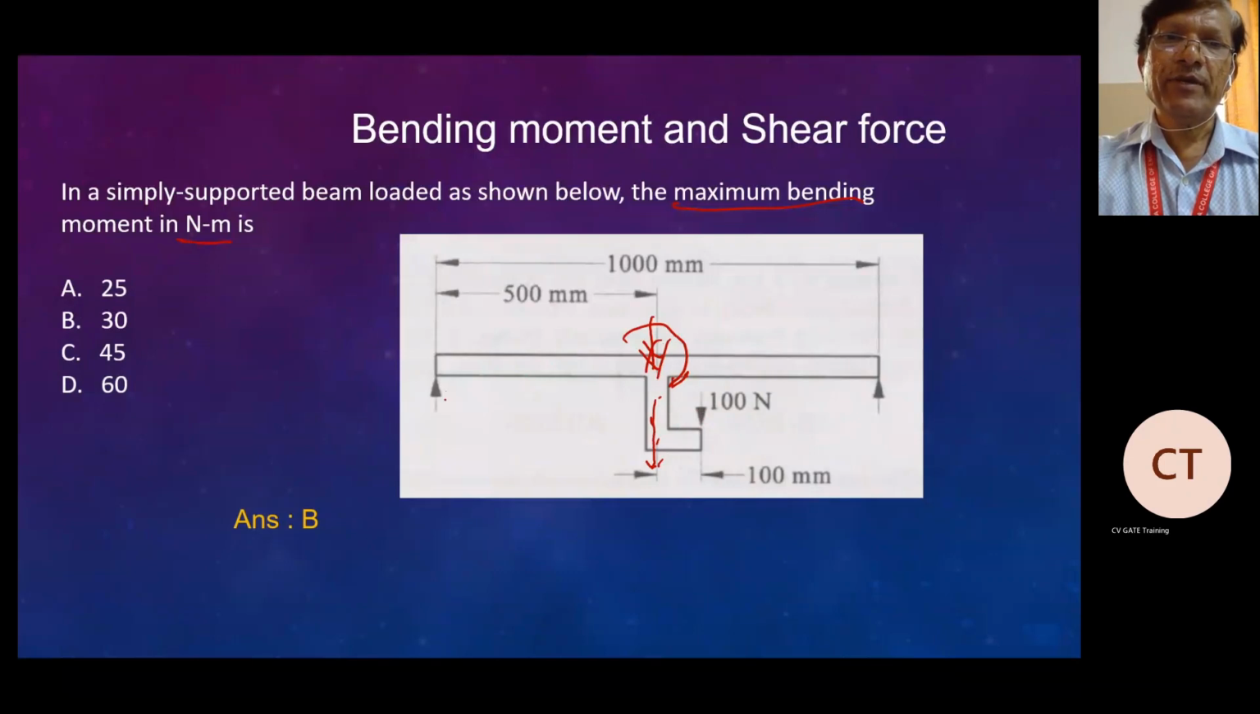So only thing, RA, RB, AB will be there. So you have to calculate the reactions. Once you know the reaction, from this end you calculate the moment and convert all the things into meters. So they wanted Newton meter. So that is the one. Okay. So option B is the correct answer.